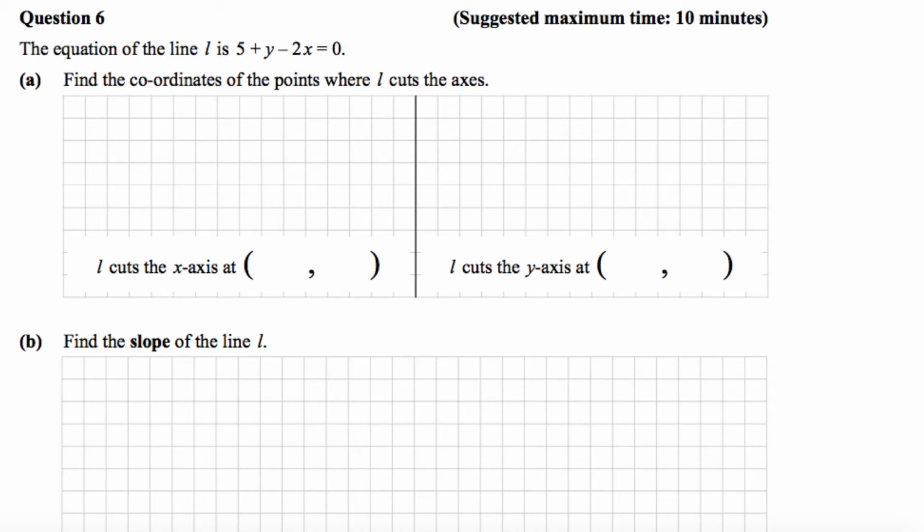So this is the 2015 Junior Cert Higher Level Paper 2 and we're looking at question number 6. The equation of the line L is 5 + y - 2x = 0. Part A says find the coordinates of the points where L cuts the axes.